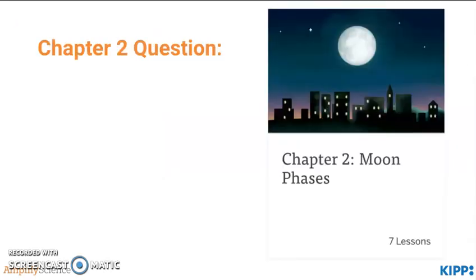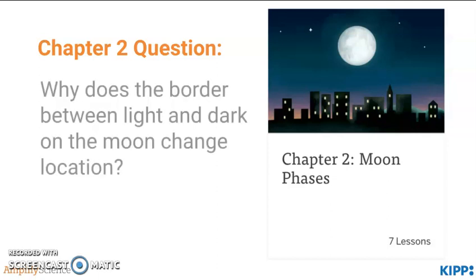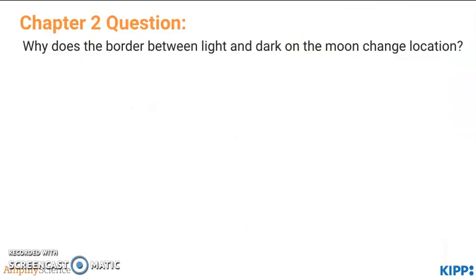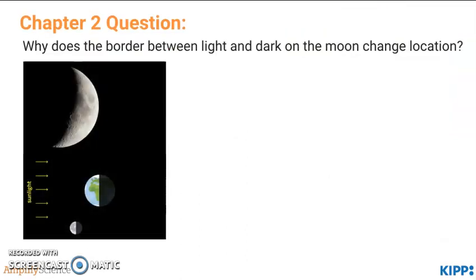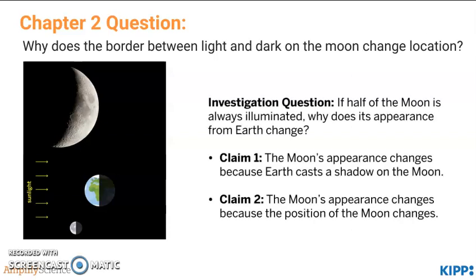So now in Chapter 2, after students know why there is a border between light and dark on the moon, they are figuring out why does the border between light and dark on the moon change location. Students begin the chapter by actively reading about moon phases. On the next day, after rereading the article, they use the moon sphere models again. They're trying to answer the investigation question.